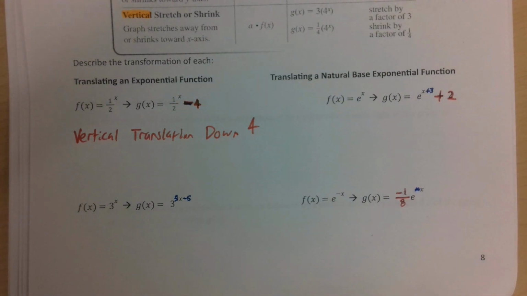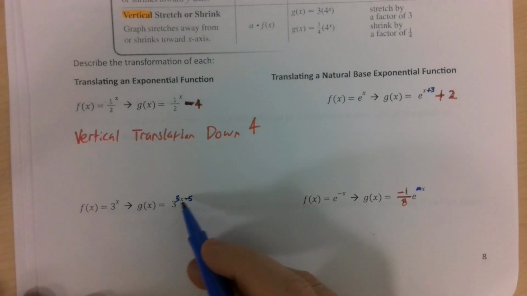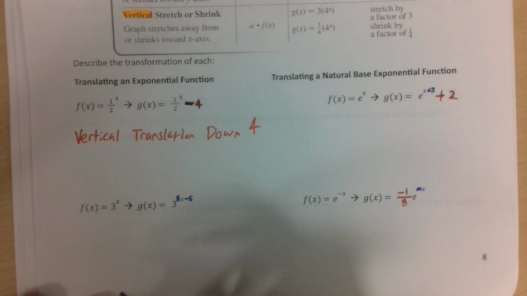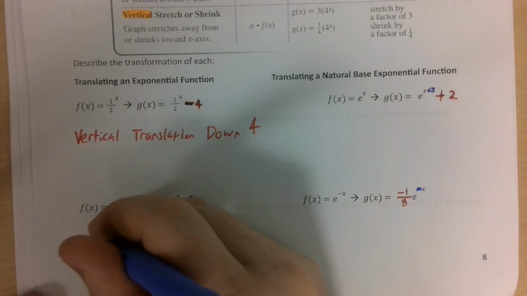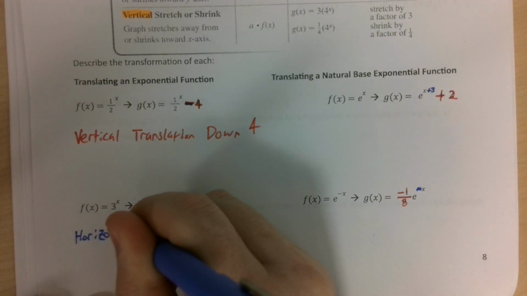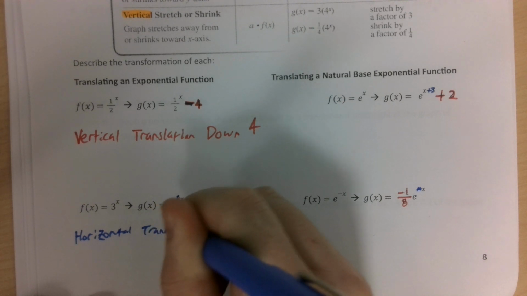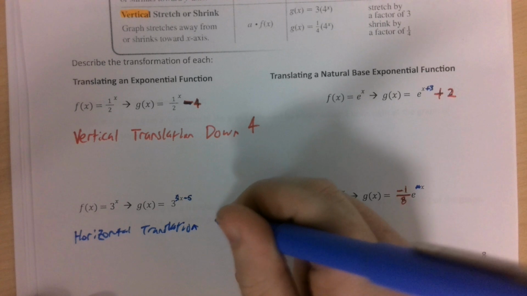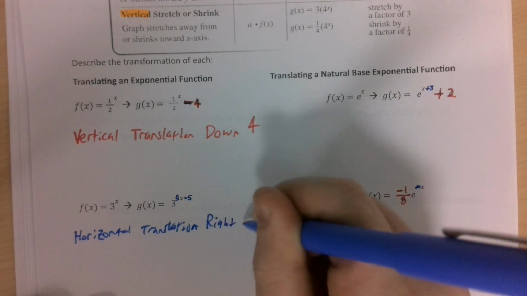Down below, we have horizontal transformations because they're only happening to the x. The 3 on the bottom here hasn't been touched in any way. So the fact that we have a -5 at the end tells us this is going to be a horizontal translation. And remember, when it's a minus next to the x, it's going to actually be to the right. So this is to the right, 5.